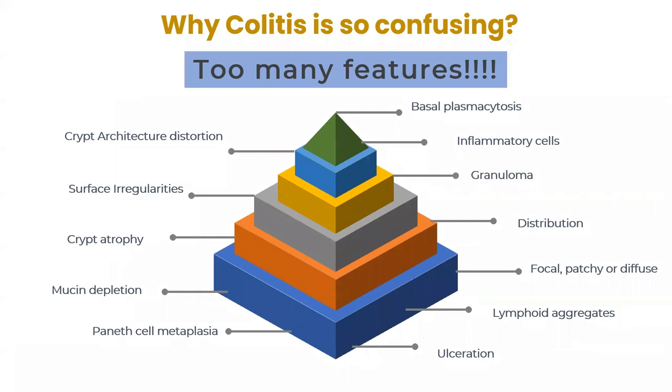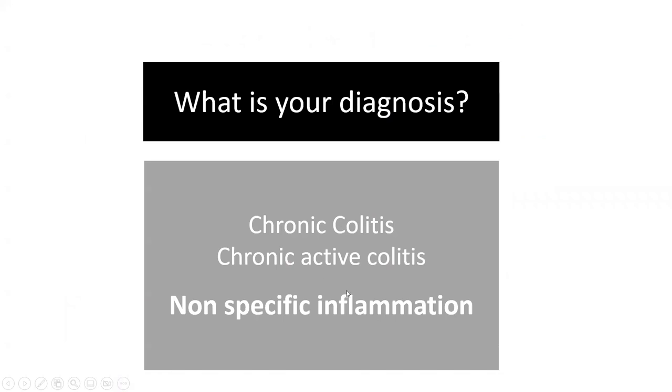The problem here is that what we've learned so far in the previous five seminars about crypt architectural distortion, crypt atrophy, mucin depletion, granulomas, and inflammatory cells, all of those overlap with the symptoms that you find in pouchitis and nephritis. And then you don't know what exactly to call these biopsies, because the patient already had a major surgery, and we are now faced with a big dilemma on this biopsy.